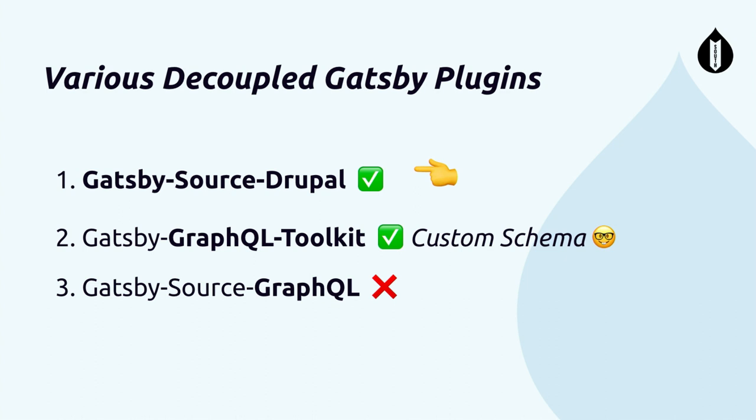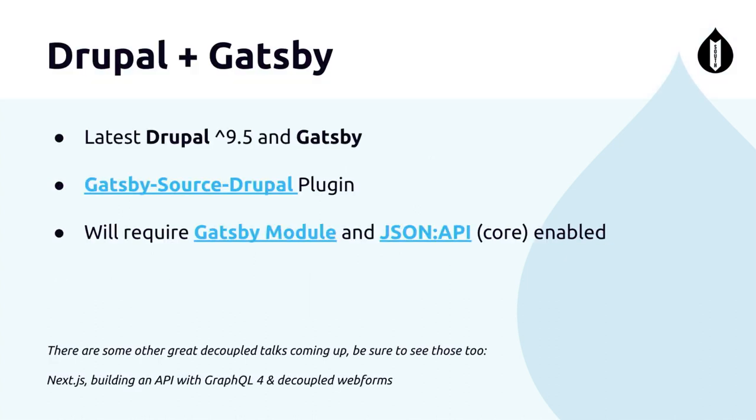So stepping through, we've got Drupal and Gatsby, and we'll use the latest Drupal 9.5 for now, the stable versions and the Gatsby front-end JavaScript libraries. We'll use the Gatsby Source Drupal plugin, and we'll require the Gatsby module and JSON API to be enabled. There are also some great talks coming up about Next.js and the Next integration with Drupal, and building an API with GraphQL 4 and decoupled web forms. So those will be great to add on to this.